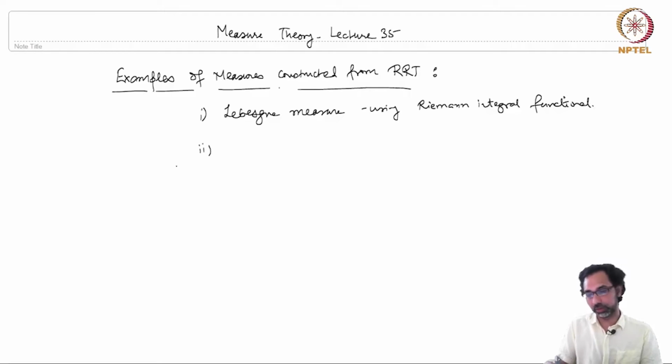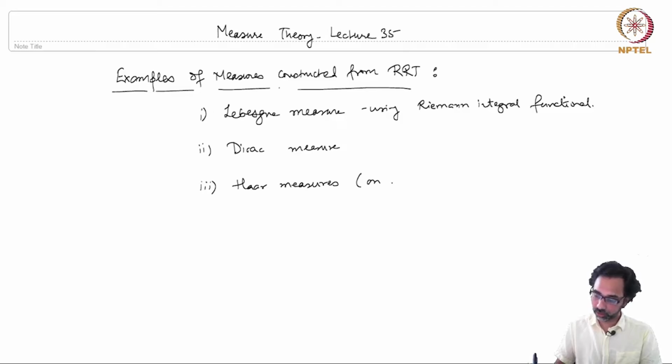the Riemann integral functional. Secondly, we have seen the Dirac measure. This can also be constructed using the Riesz representation theorem. And lastly, I will just give an example of what are called Haar measures. So these are measures on locally compact Hausdorff topological groups.